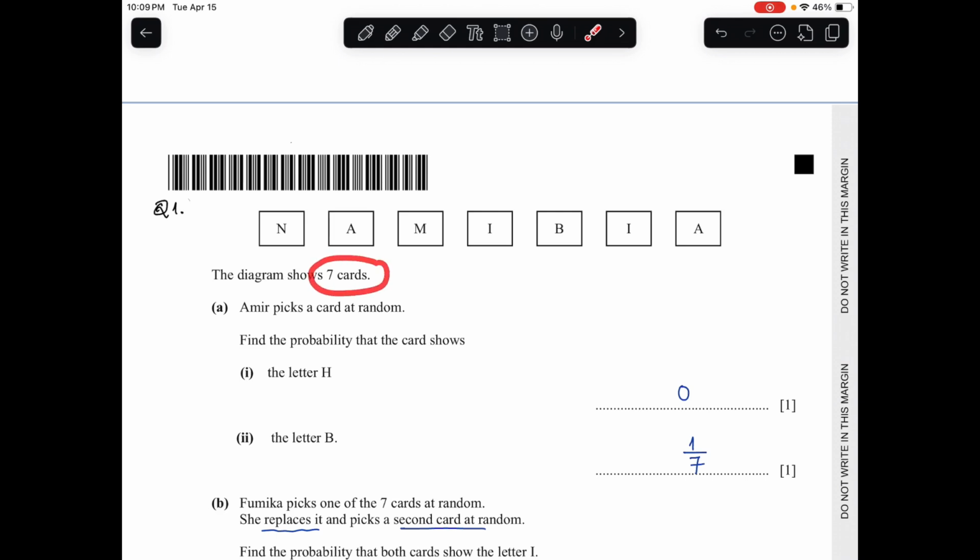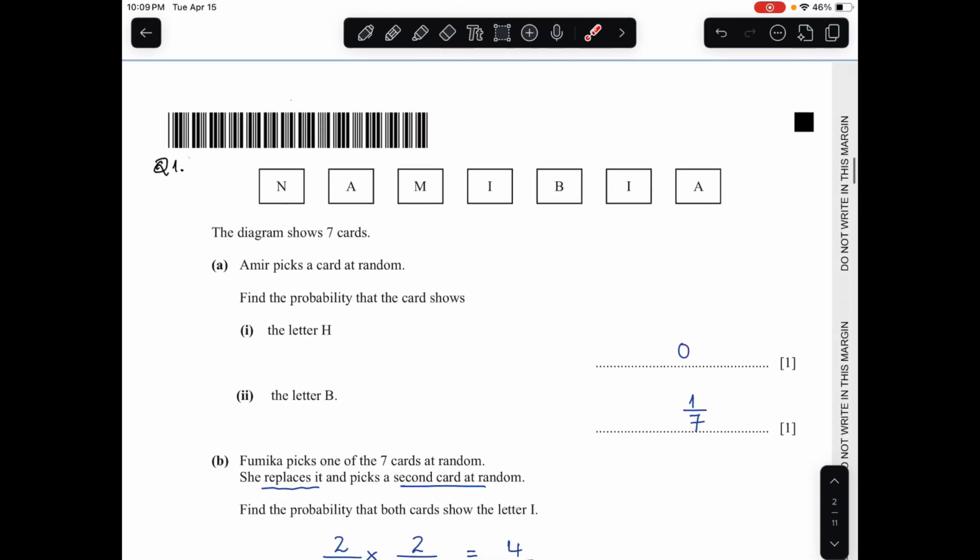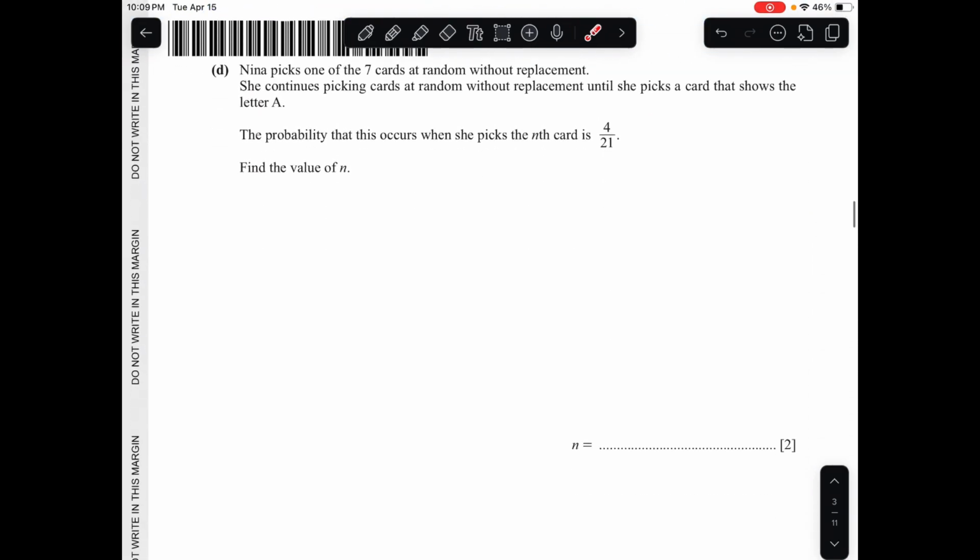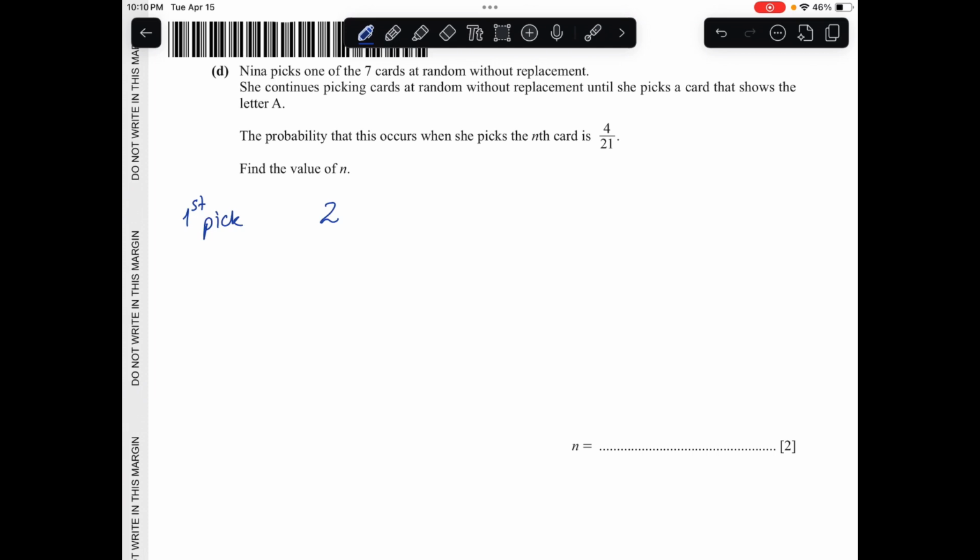So we have 7 cards in total, out of which 2 cards are with letter A. That means the remaining cards should be not letter A. That is 5 cards. So let us say she was very lucky, and in the first pick she is going to pick a card with letter A. So there are 2 cards with letter A. So this is the first pick, that would be letter A. So 2 out of 7, that is not equal to 4 out of 21. So that's not true.